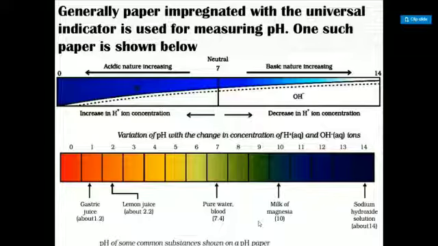You can see on your screen that gastric juice has a value of about 1.2, and the color is dark red. Lemon juice is orange. The color of pure water or blood is greenish. Milk of magnesia has a value of 10, and the color is blue. As we move towards 14, you can see the sodium hydroxide solution, with a pH value of about 14, is approximately purple or dark blue in color.